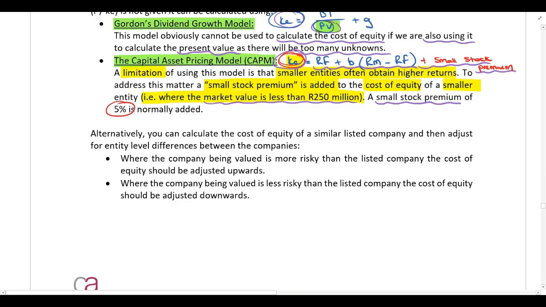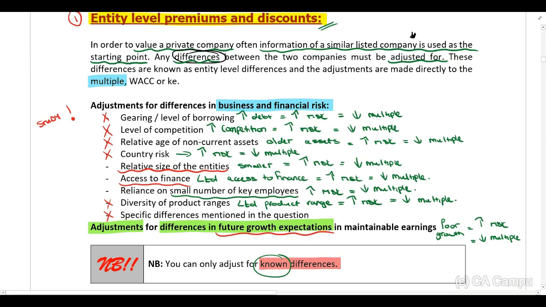Then lastly, if we can't use Gordon's dividend growth model or the capital asset pricing model to calculate the cost of equity, you can always take the cost of equity of a similar listed company and then adjust for entity level differences. So in the same way that we adjusted our multiple of a similar listed company for entity level differences, we also adjust the cost of equity of a similar listed company for entity level differences.